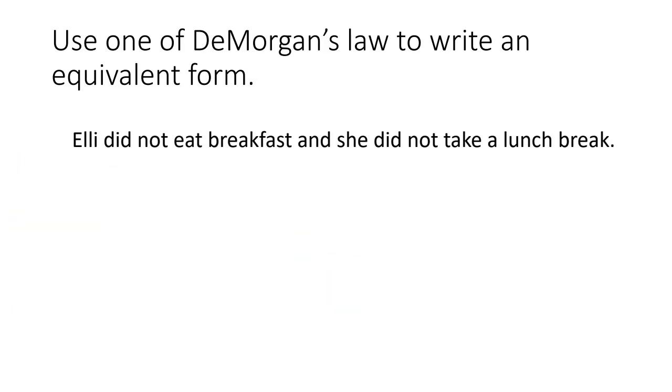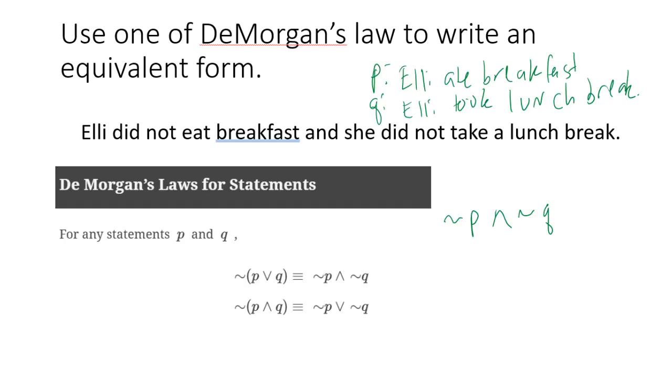Okay, so the next thing is use one of De Morgan's law to write an equivalent form. So Ellie did not eat breakfast and she did not take a lunch break. So first we want to remember what De Morgan's law is. So here's the definition. And so now we can take our statement and translate it into symbolic form. So here we have, let's let P be Ellie ate breakfast, and then we'll let Q be Ellie took a lunch break. Okay.